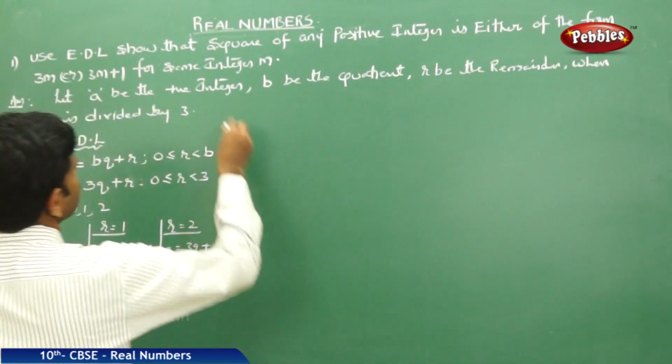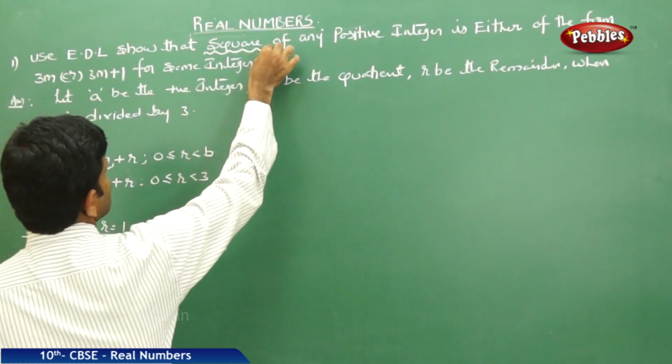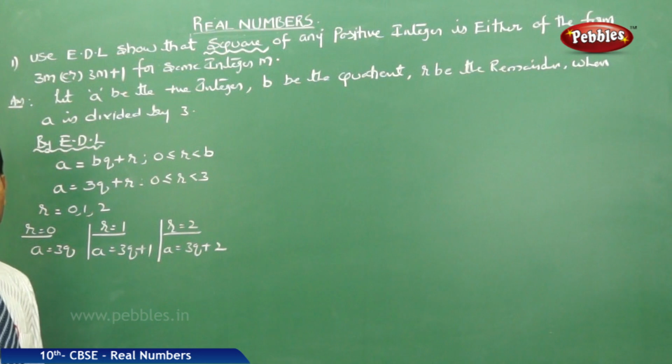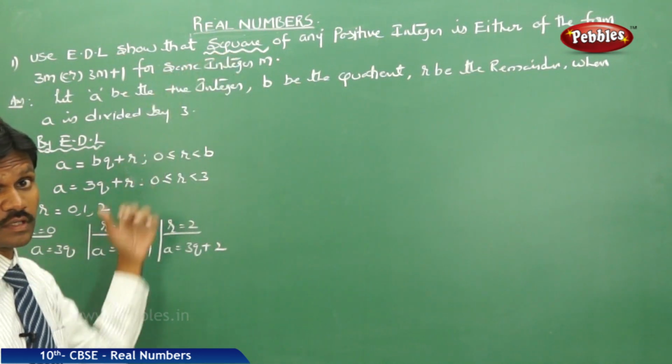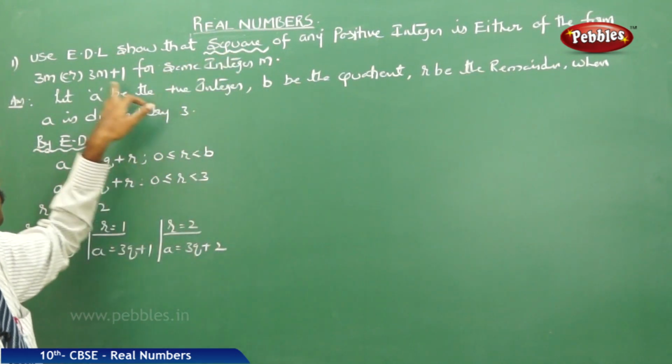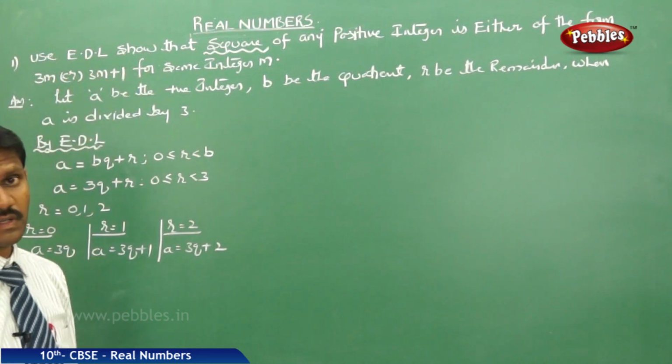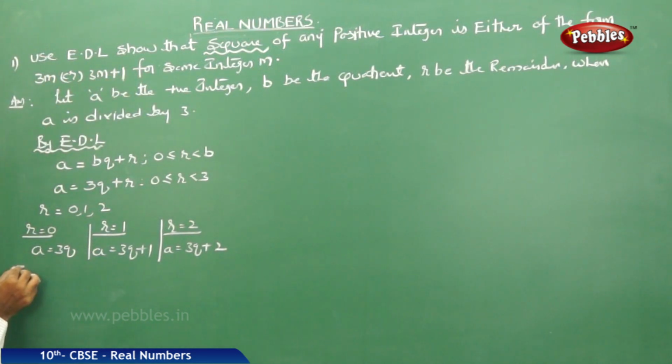Please see the question once. What is the condition? Square of any positive integer. That means if you square each case, the output must be either 3m or 3m plus 1. Okay, let us take case 1.